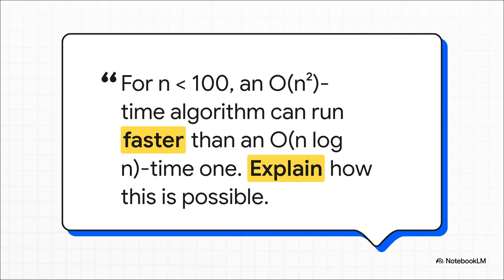Al has a theoretically fast algorithm. It's O(n log n). Bob has a theoretically slower one, O(n squared). So Al should always win, right? Well, they run a test, and for any input with less than 100 items, Bob's slower algorithm is actually faster. How is that even possible? It's because Big O cares about what happens when n approaches infinity. It ignores all the small, constant setup costs that can make a simpler algorithm way faster for small jobs.